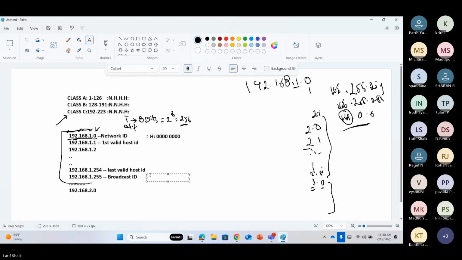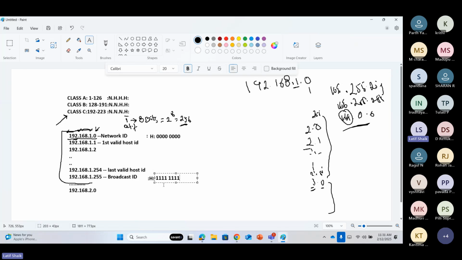So there is no host with a 0 identification. That's why it is called a network ID. And the last one is the broadcast ID. See, for the broadcast, only the host identification differs. The remaining network portion is the same. But check the host part: all are 255. 255 means all ones. So this is also not acceptable, meaning there is no specific valid host ID.